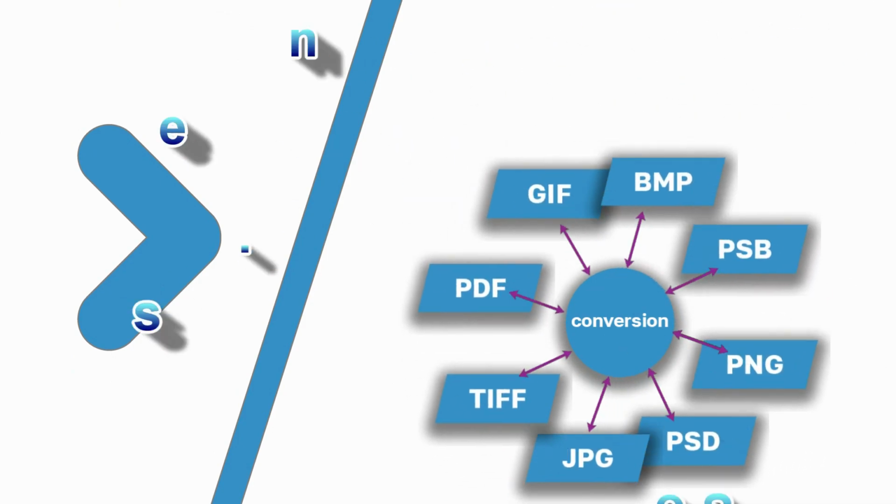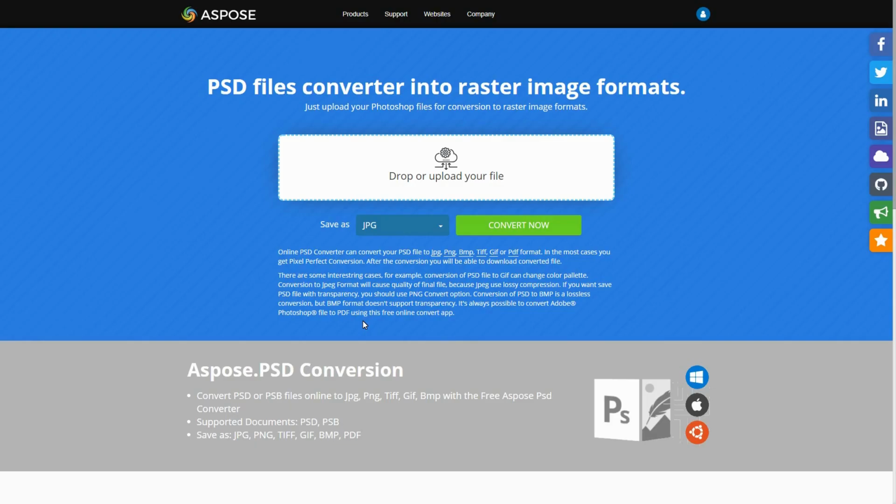Aspose.PSD converter allows you an easy and fast conversion from a range of input file formats into various output formats. First, you need to upload a file or a range of files to the input field.